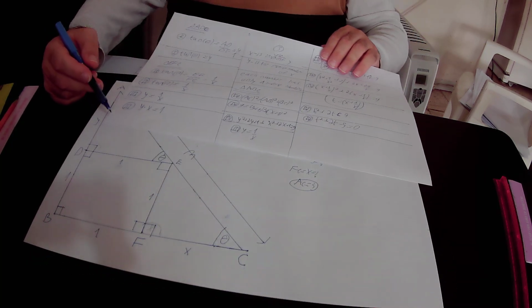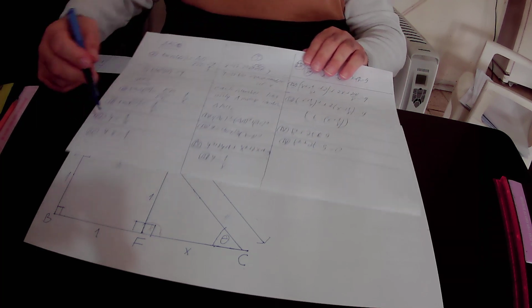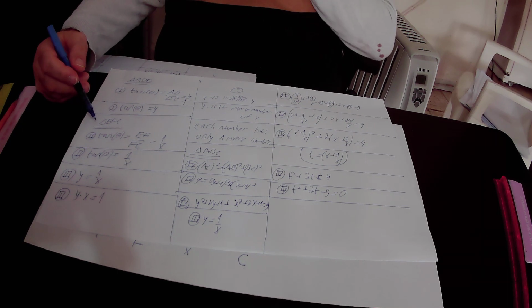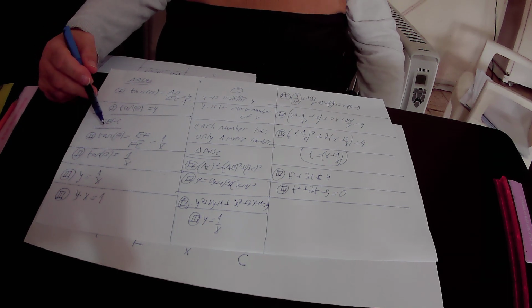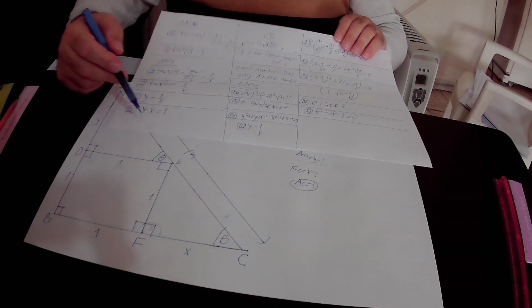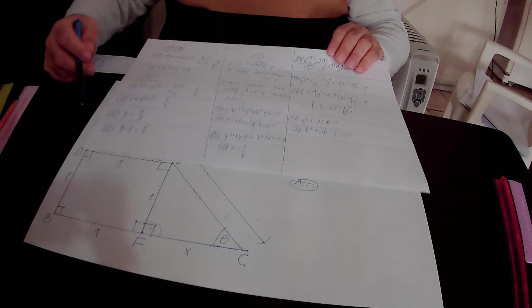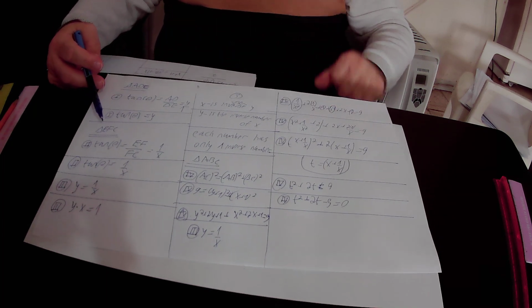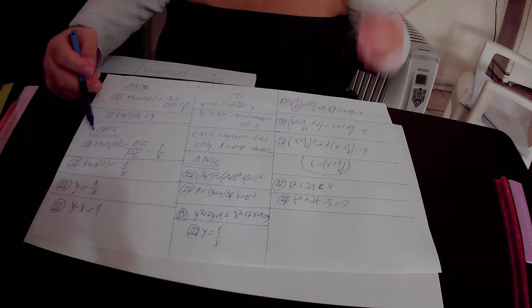Then we focus on the right triangle, triangle EFC. Here, tangent theta equals EF over FC. EF equals 1, FC equals x. Therefore, in conclusion, we found out that tangent theta equals 1 over x.